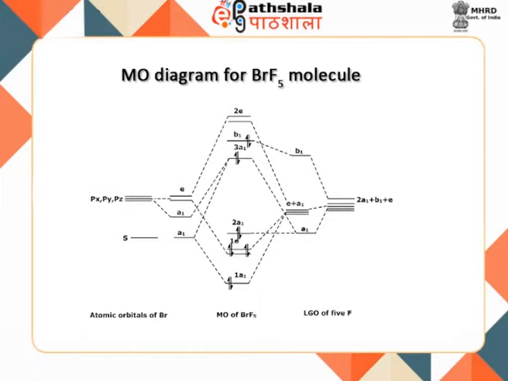Using the ligand group orbitals of A1, B1 and E type of the F5 fragment on the right-hand side of the molecular orbital diagram, and the symmetry of the s and p atomic orbitals of the bromine atom on the left-hand side, and matching the symmetry and taking energy into consideration, the molecular orbital diagram for the BrF5 molecule may be constructed as shown in the figure.